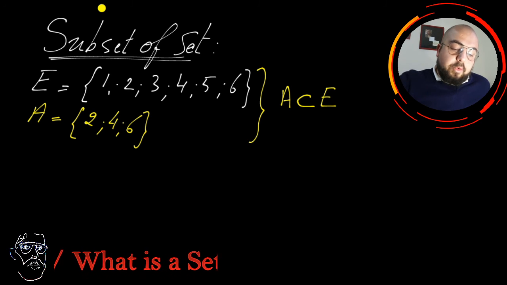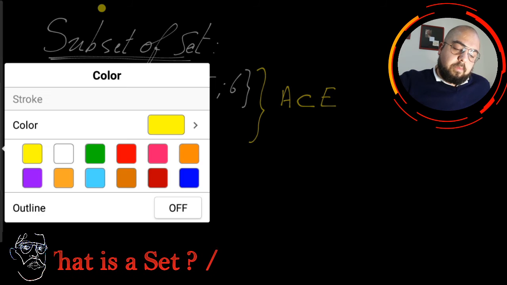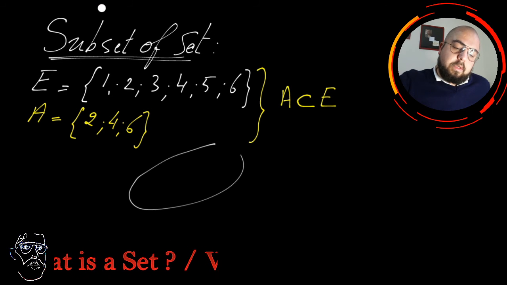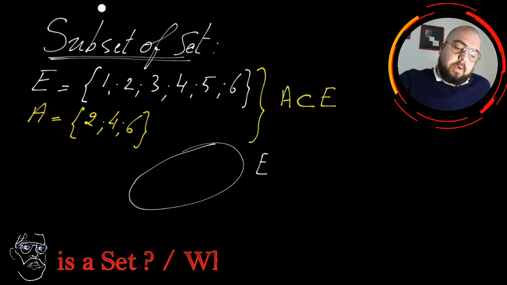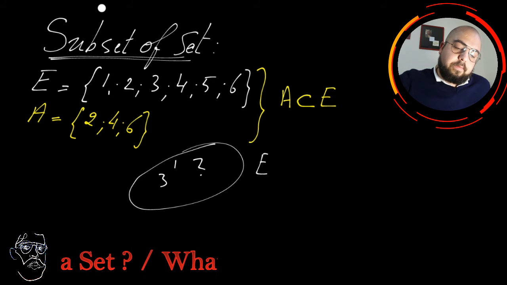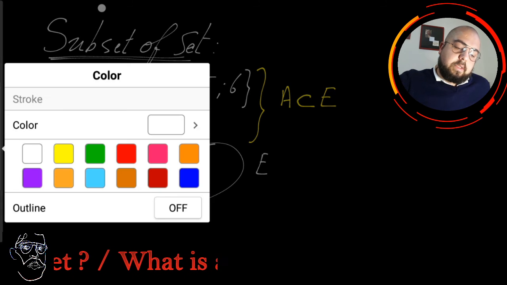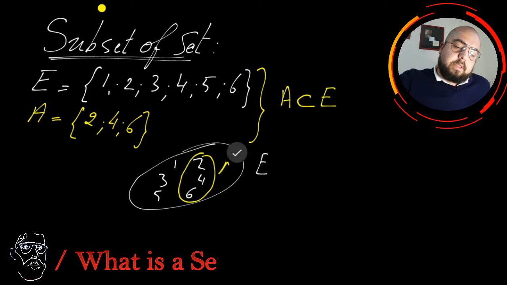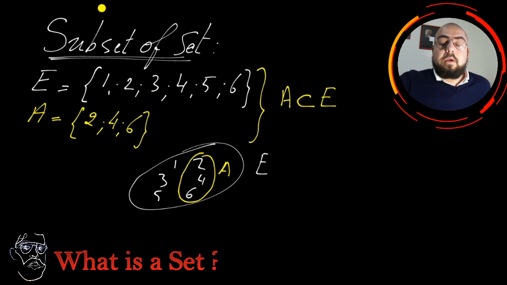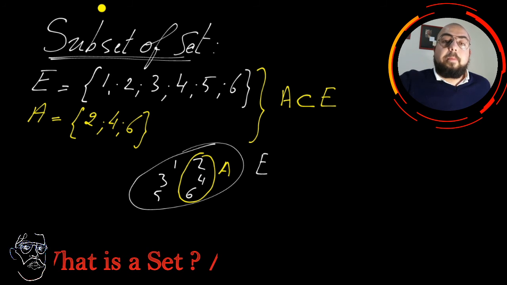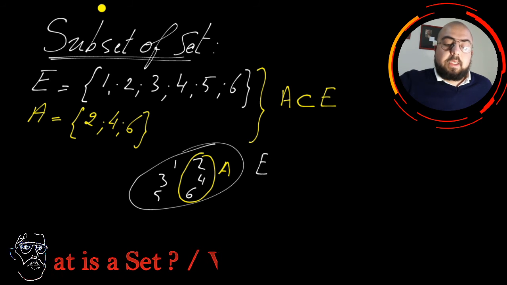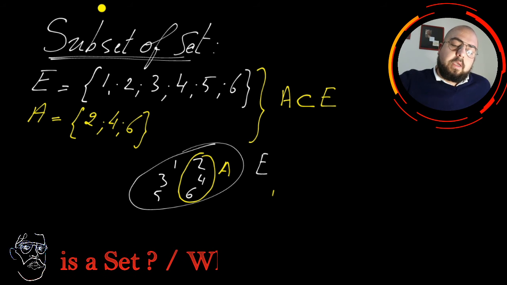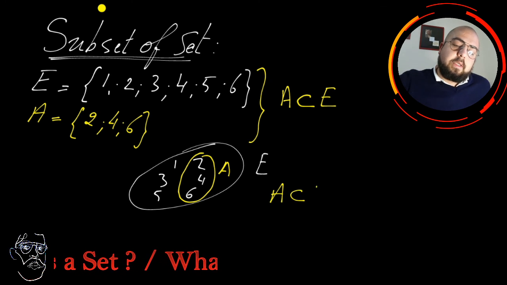Now, how do I represent this? Very simple. This is the set E. It is formed by 1, 2, 3, 4, 5, and 6. And this is the set A, which is 2, 4, 6. As you can see, the set A is a part of set E. That's why I can say A is contained in E.